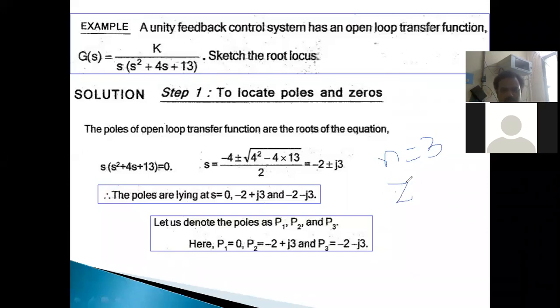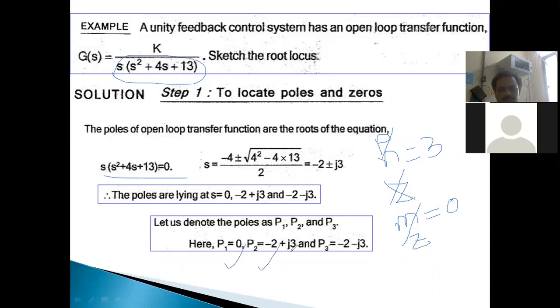The number of zeros can be represented by Z, or in some textbooks by M. In this case, the number of zeros is 0. Poles can be represented with P or N; in some textbooks it is P, in some it is N. So this is nothing but the denominator polynomial of the open loop transfer function. Just by taking the roots, you will get the poles.